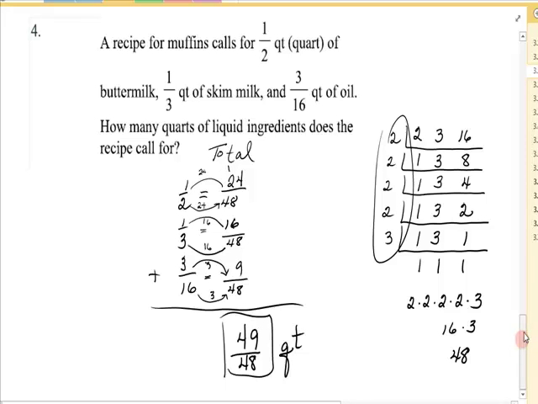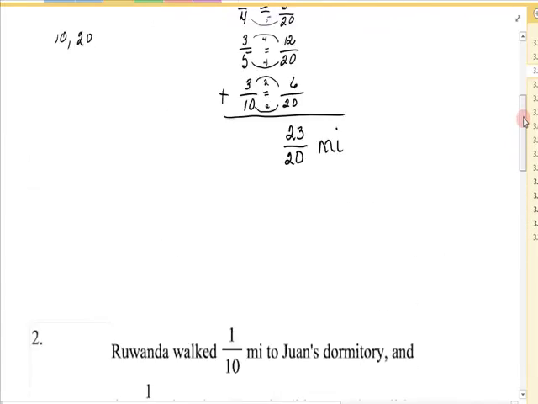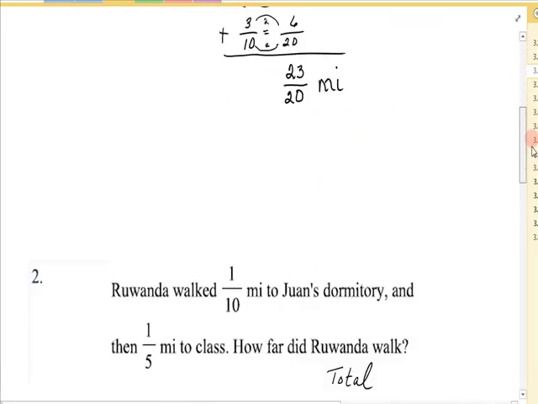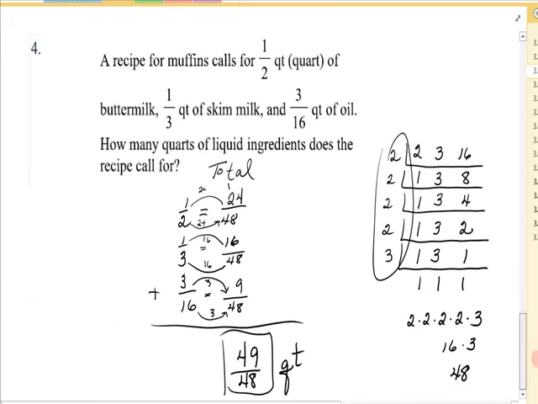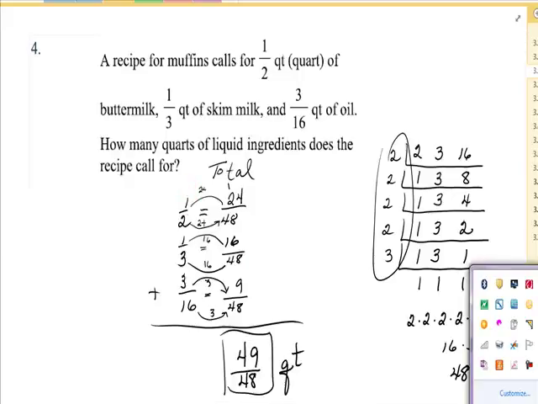So in each one of these problems, the concept of total was in them, which meant I needed to add. I found my common denominator a variety of ways, and then I built the new fractions, multiplying by the number 1, and then I was able to add. Take a look at your problem.